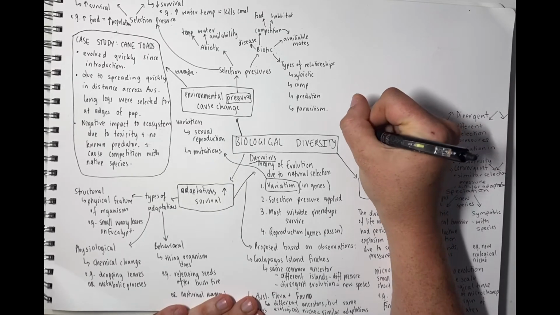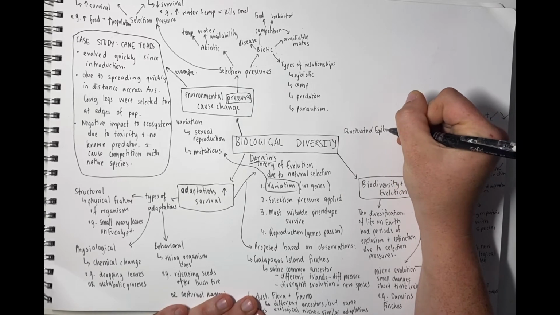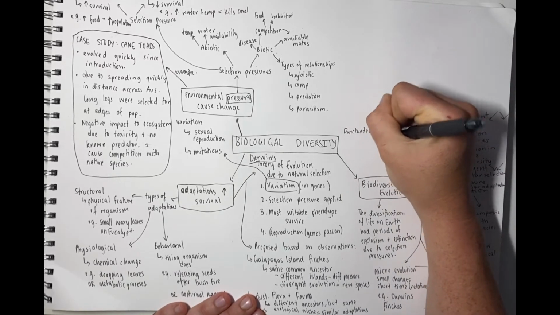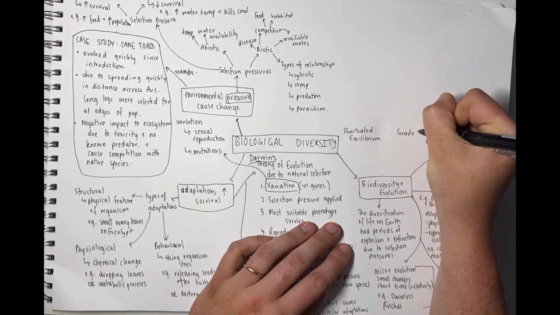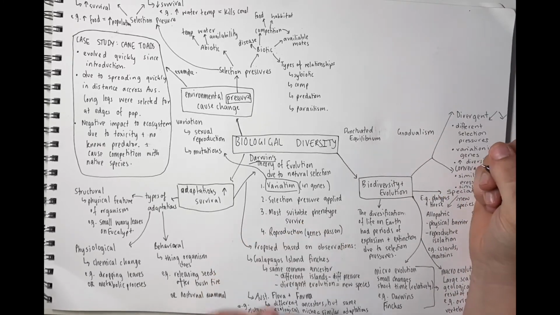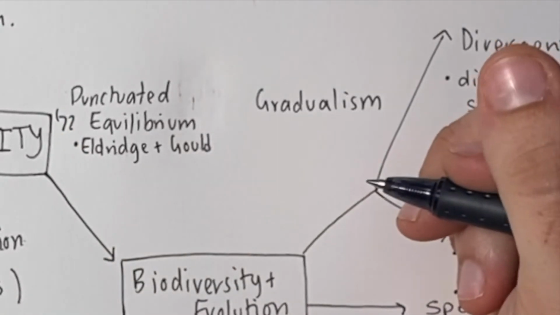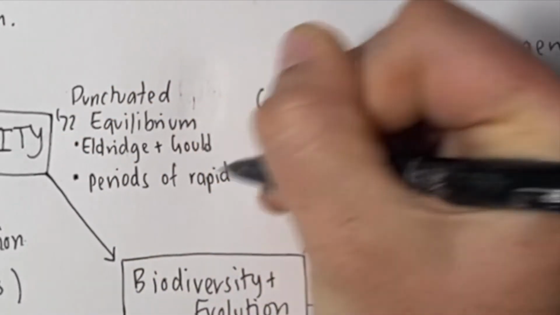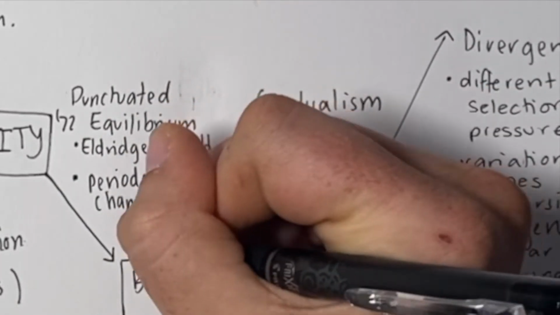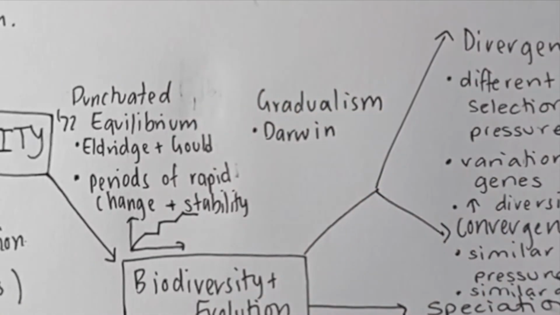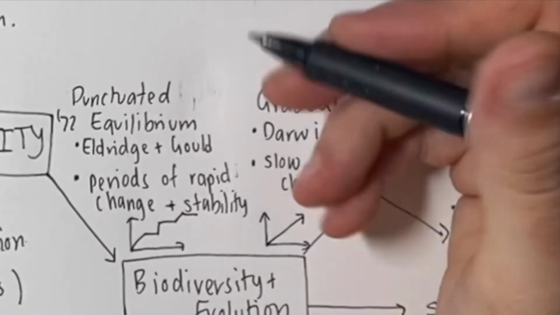The last little portion around this inquiry question was the difference between the theory of punctuated equilibrium and gradualism. Punctuated equilibrium was proposed in 1972 by Eldredge and Gould and is supported by the fossil record. It states that there were periods of rapid change and biodiversity boosts, separated by periods of relative stability. This is in direct opposition to Darwin's gradualism, which proposes slow microevolutionary changes in a uniform way.